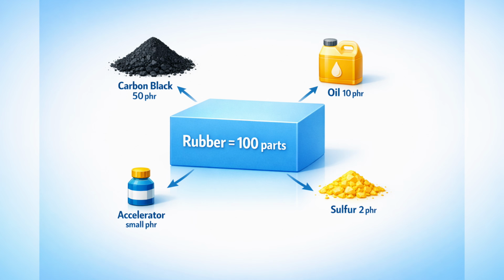PHR stands for parts per 100 rubber. The key word here is rubber. It does not mean parts per 100 compound. It means that the amount of every ingredient is expressed relative to 100 parts of the base rubber or rubber blend. So when you see a formulation that starts with something like natural rubber 100, carbon black 50, oil 10, what that means is that for every 100 units of rubber, you add 50 units of carbon black and 10 units of oil. Those units could be grams, kilograms, or tons. The ratio stays the same. That is the beauty of the system. PHR is not tied to any particular batch size. It is purely a formulation ratio system.